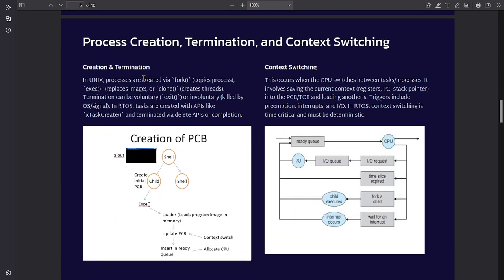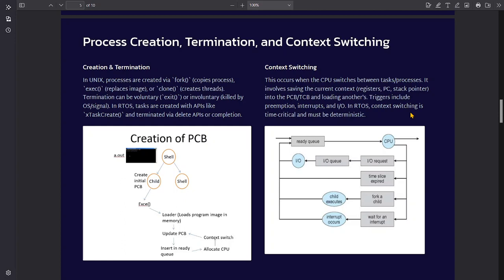So now we will go through the entire process life cycle, from process creation to its termination and context switching. In general purpose operating systems like Unix, processes are created using system calls like fork, which duplicates a process, exec, which stands for execution, which replaces it with a new image, and clone for creating threads. Termination can be voluntary via the exit function or forced through signals.